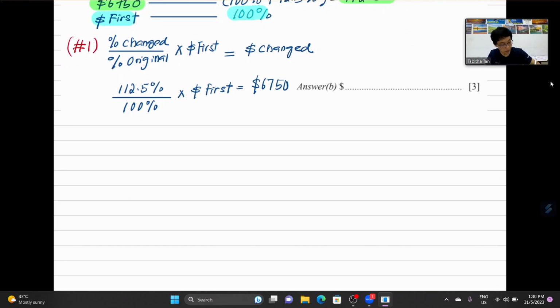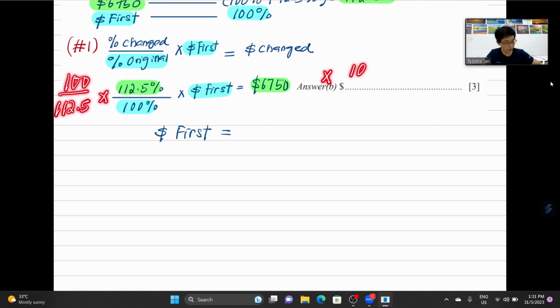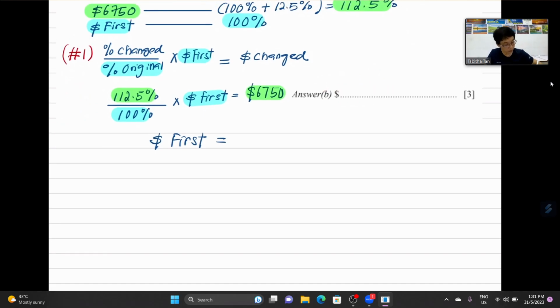Okay, so this is the original, and this is the changed. Now if you want to find the original, the tax that he paid when he built the first house, we just move this: we multiply by 100 over 112.5, and we do this for both sides. You're going to get this.